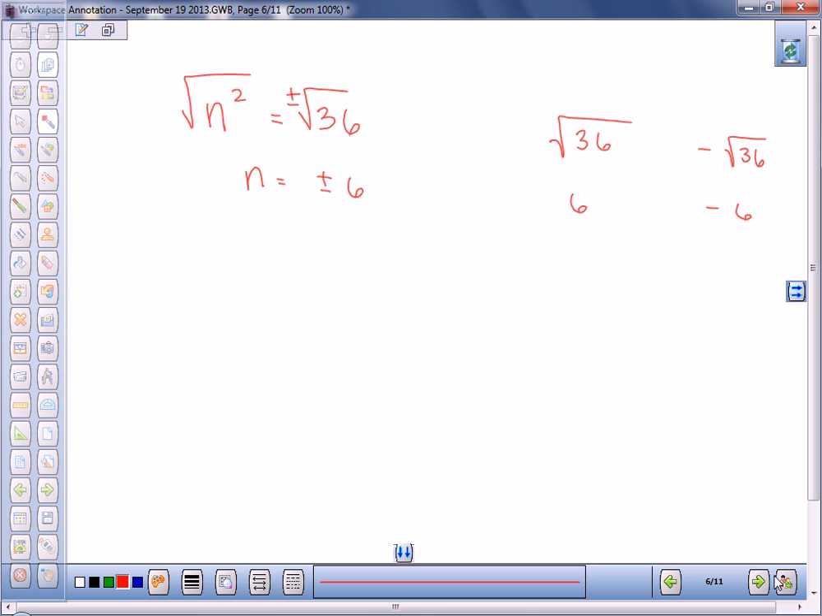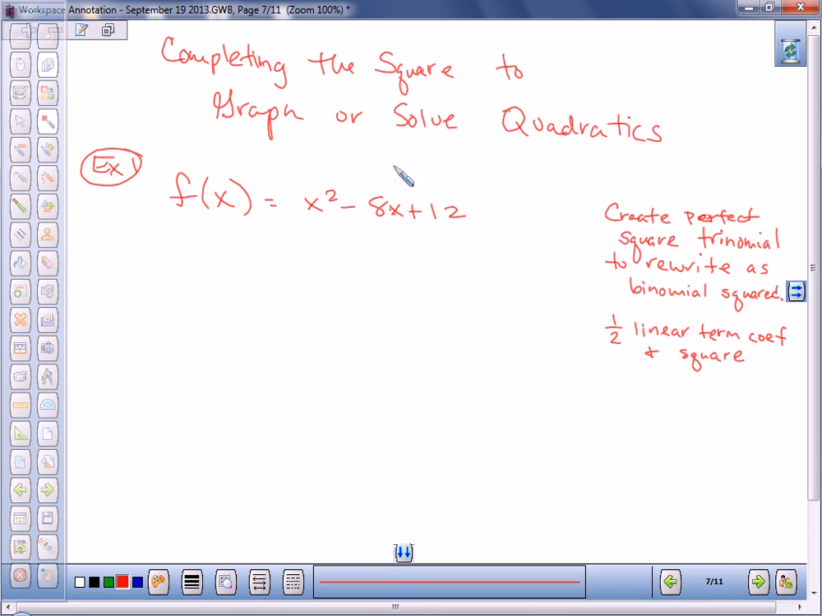All right, so today we're going to complete the square to graph, and then after that we're going to complete the square to solve our quadratics. I'm going to go ahead and let you write all this down so that we can work through it and you won't be overwhelmed by the speed of the writing.